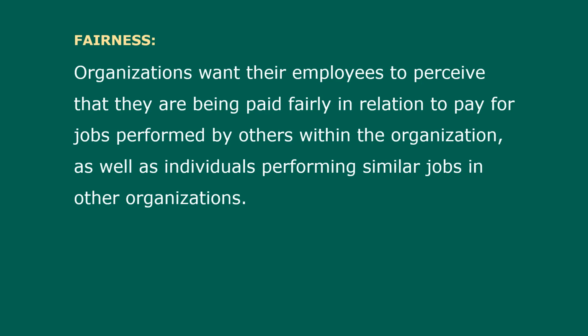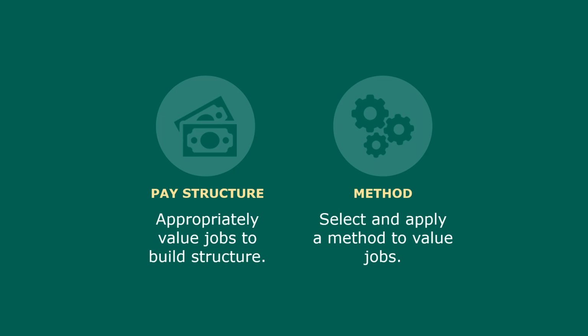Organizations want their employees to perceive that they are being paid fairly in relation to the pay for jobs performed by others within the organization, as well as individuals performing similar jobs in other organizations. This is known as internal equity and external alignment. Job evaluation allows organizations to appropriately value jobs and to build a base pay structure through various methods of job evaluation.